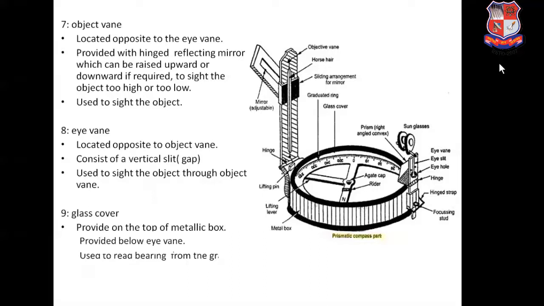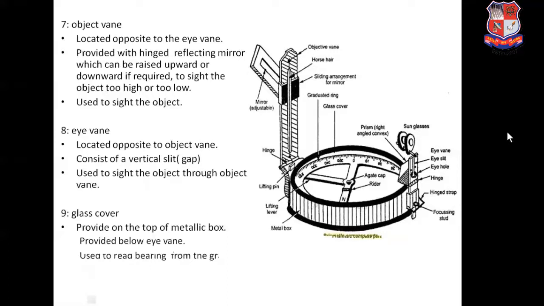The purpose of the object vane is to sight the object to take the bearing of our survey line. Next one is the eye vane. You can see here this eye vane is provided here. The eye vane, this whole assembly is shown.